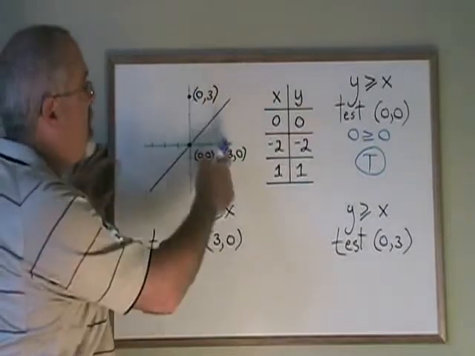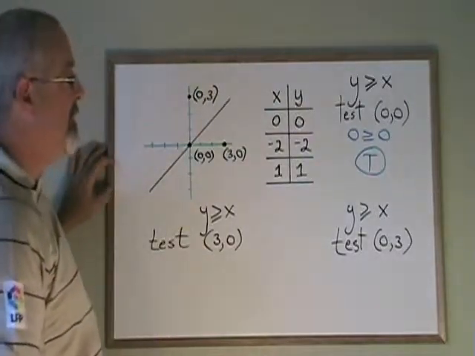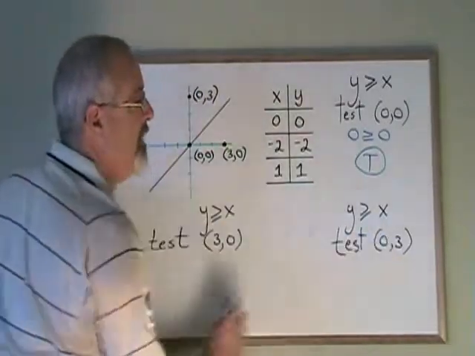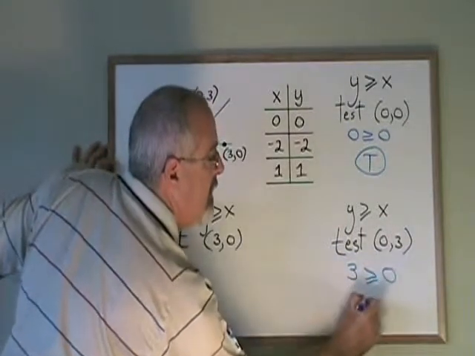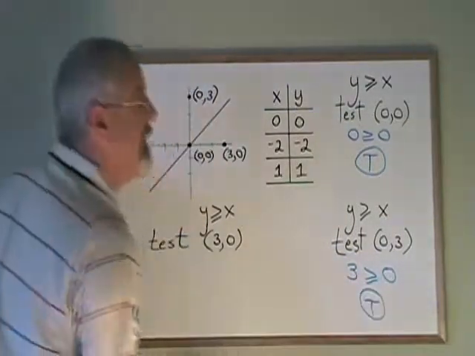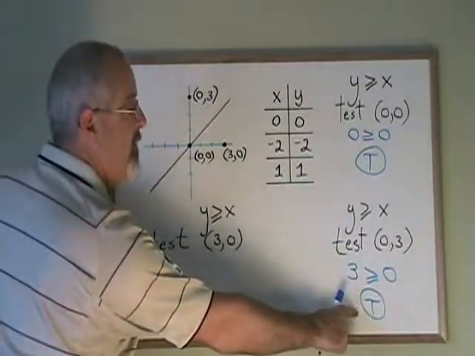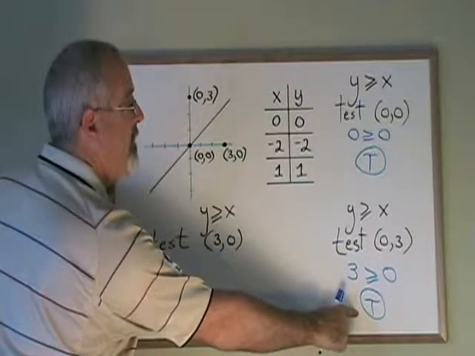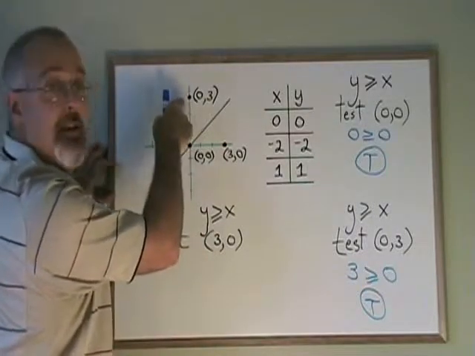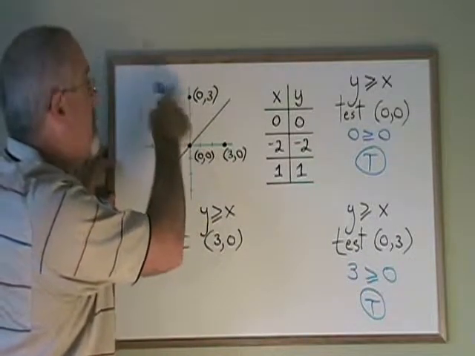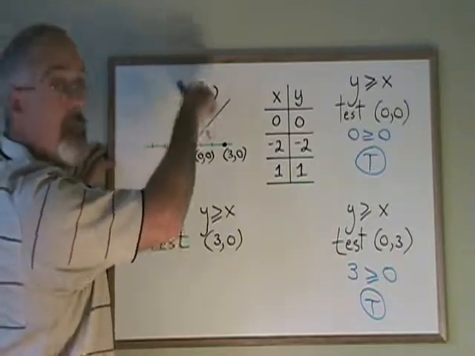Let's try using these other 2 points as test points and see what happens. If I test (0, 3), I end up with 3 greater than or equal to 0. That is also true. Since I have a true result from my test point, from the point (0, 3), which is up here, that means (0, 3) is in the answer. It's part of the shaded region. So I'm going to be shading up here.